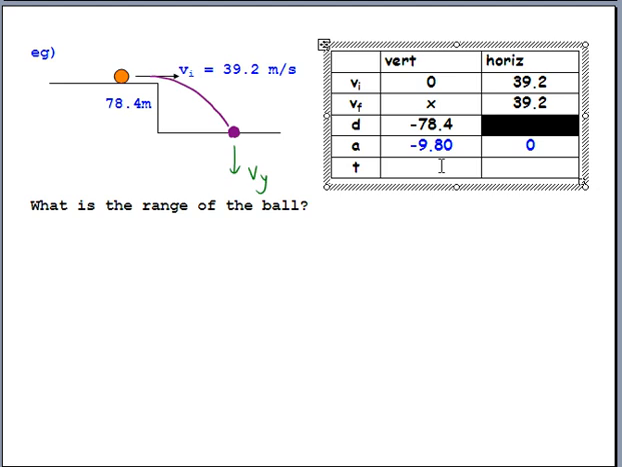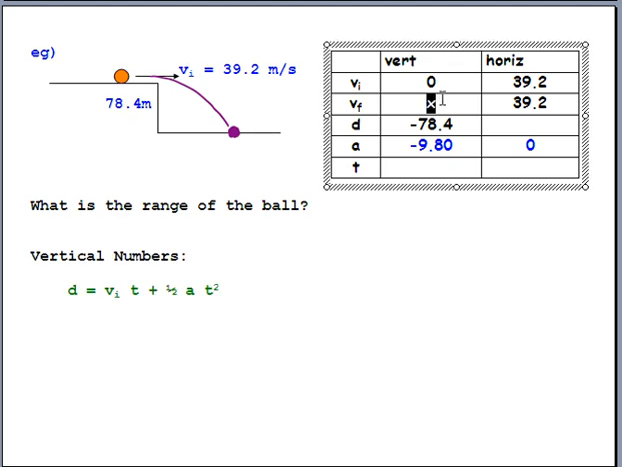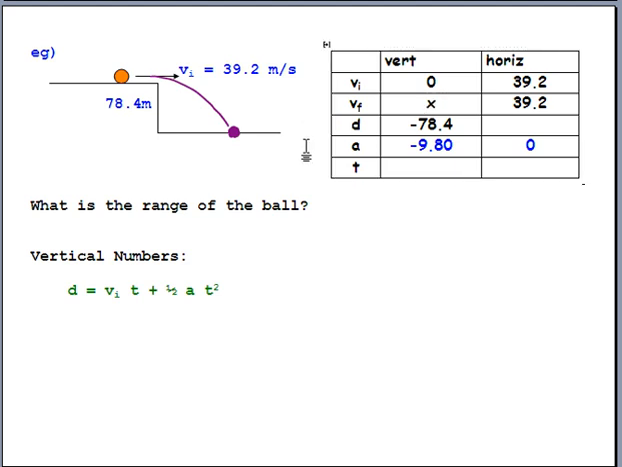And you can see that it is a crossword puzzle. If we can find the time, maybe vertically, slide it over. Then we can go and finish this off horizontally. So let's do that. Let's go with the vertical equation that ignores VF, right? Just want to stay away from that VF vertically. Don't really know what it is.